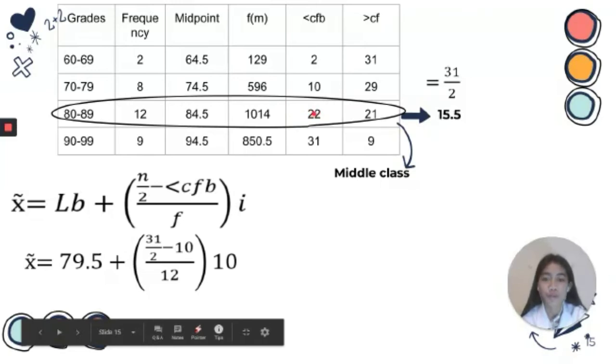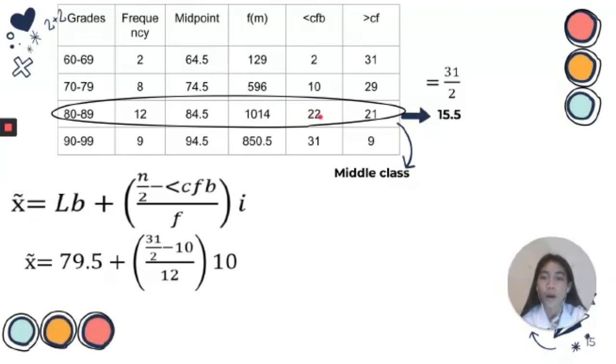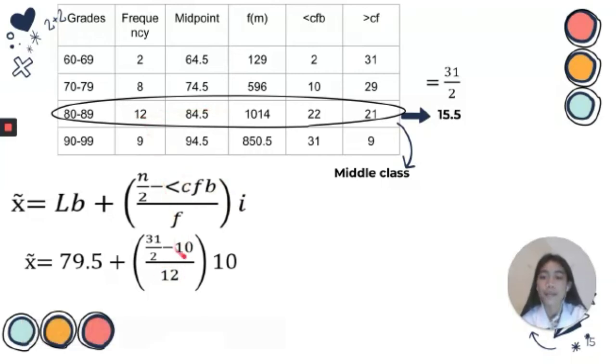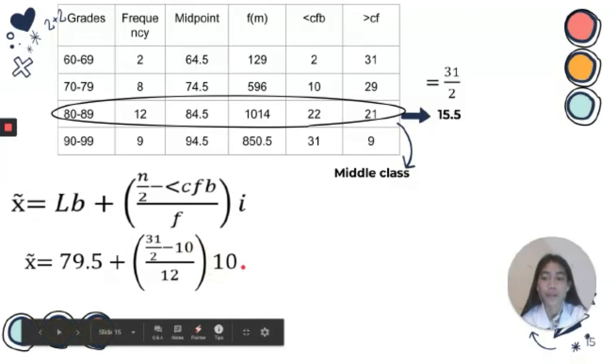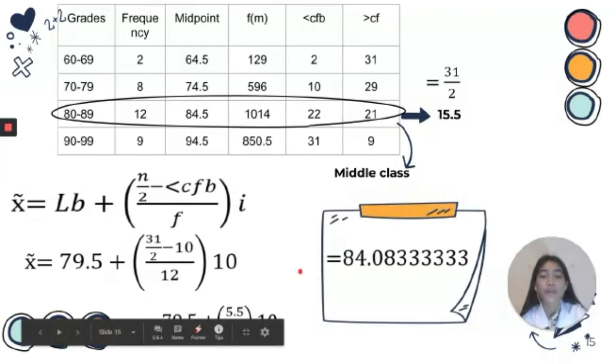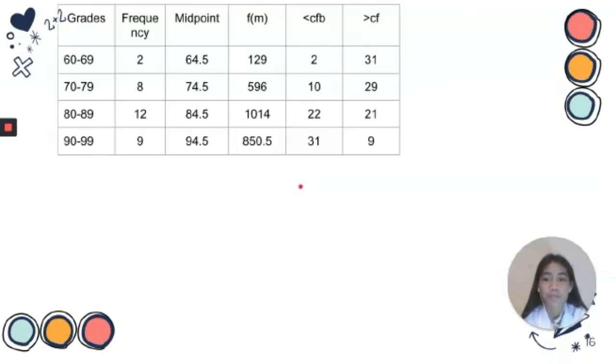Yung kukunin natin yung before. So, yung 22, ano yung before na cumulative frequency niya? 10. Divided by 12, no, yung frequency. Frequency ng middle class. Times 10, the interval. So, i-compute lang natin ito. Ang makukuha sagot is 84.0833333.